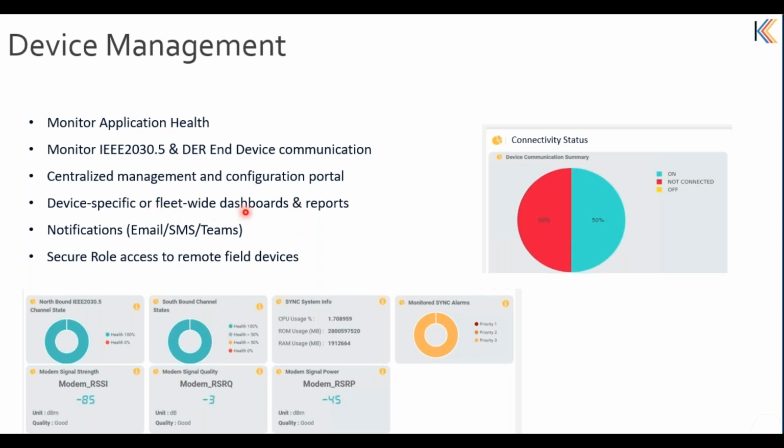It can also be used for configuring notifications like email, SMS or Teams integration. If there's any communication failure or any system alarm, it can be notified to a system operator that a specific set of devices or a specific device communication link has failed, so that the system operator can take necessary action on top of that.